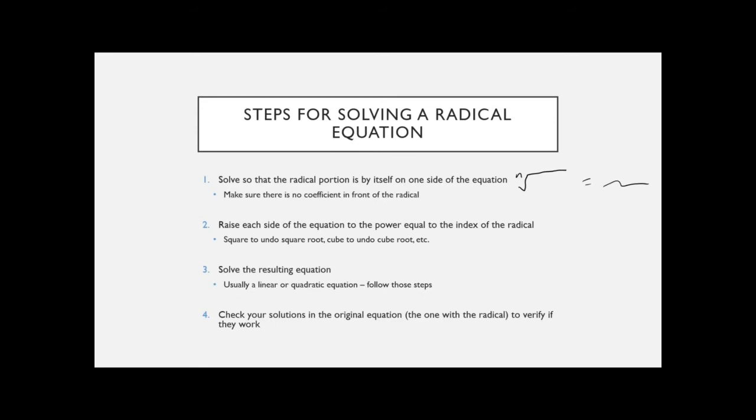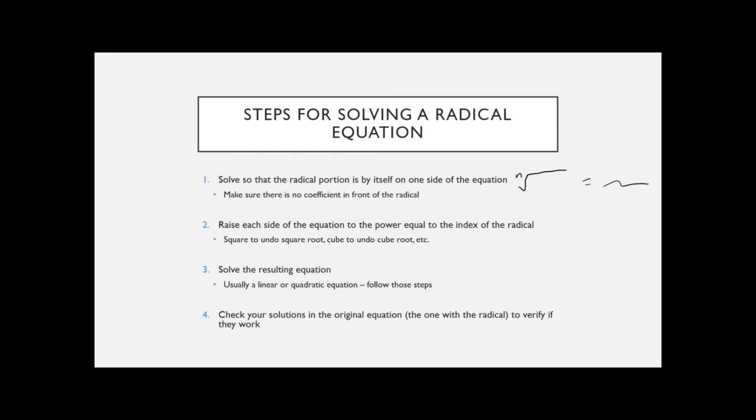Cube root, you cube it. So you're going to undo it, and you do that on both sides of the equation. And then you get another equation that you solve. And usually what happens, it's either going to be a linear equation or a quadratic equation. So once you've gotten rid of the radical, then you need to follow the steps for those other types of equations. And then you have to check your work.